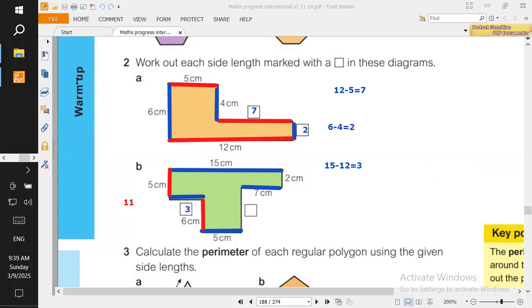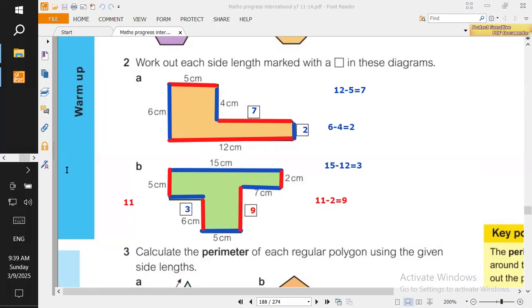And they are facing what? They are facing these two lines, the 2 and the missing line. So basically, to find the missing line, what do I do? I add 6 and 5, which is 11, and then subtract 2 out of it. So 11 minus 2, and the answer is 9. So this one is a 9 centimeter line. And this is how you find the missing length of these lines.